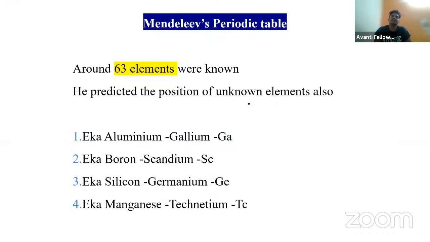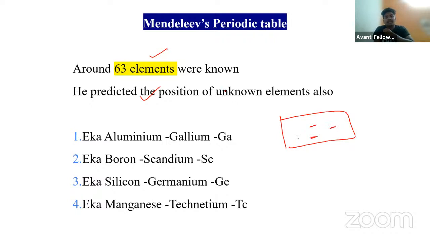Next, Mendeleev. Very, very most important is Mendeleev, who tried to give the periodic table in a proper way. He found 63 elements, and he mentioned around 8 groups, whereas in the modern periodic table we have 18 groups. He also predicted the position of unknown elements. At that time gallium, scandium, germanium, and technetium had not been discovered, but still he predicted them, made a table, and left blank spaces for the prediction of other elements.